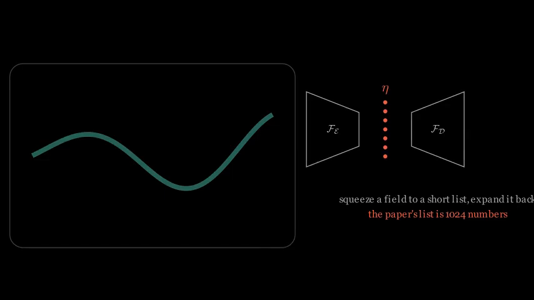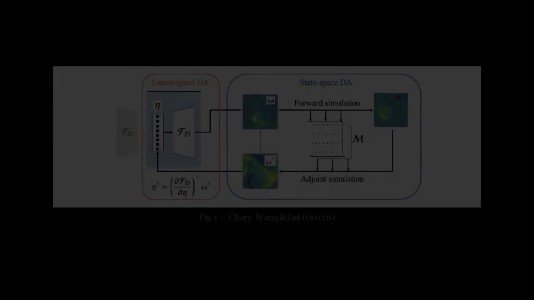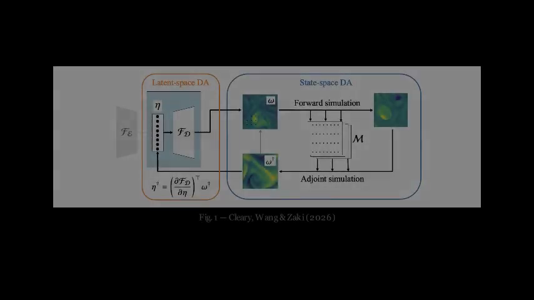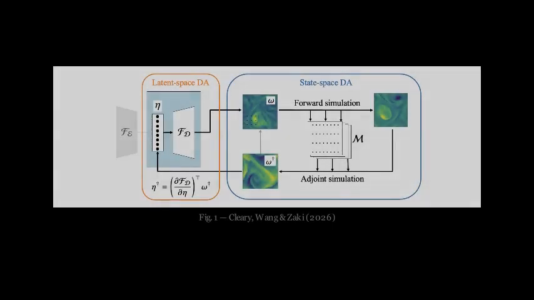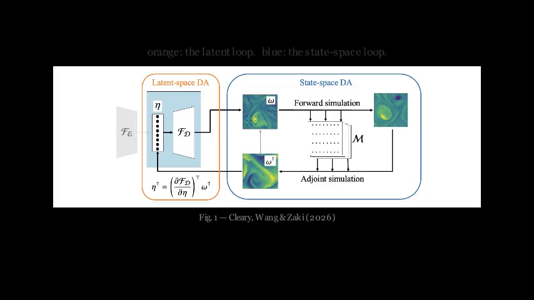And here is the whole method in the author's own diagram. The blue box on the right is the classical loop you already know: a field, a forward simulation, an adjoint simulation running back, and an update to the field. The orange box on the left is what this paper adds: the latent vector, the decoder that turns it into a field, and the transformed adjoint that comes back the other way. The gray arrow is the old loop. Everything orange is new.